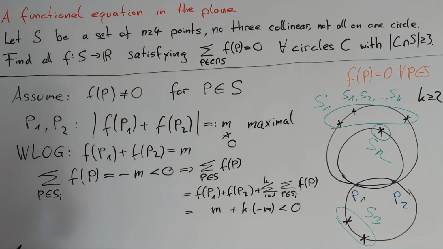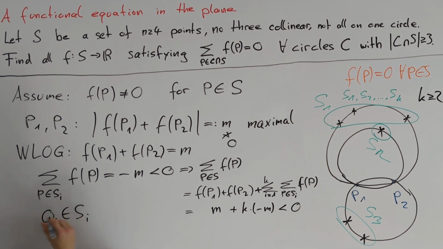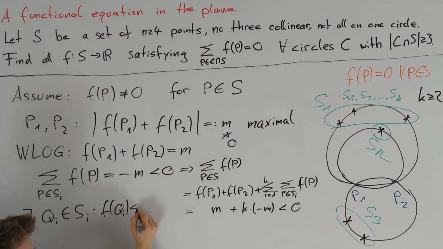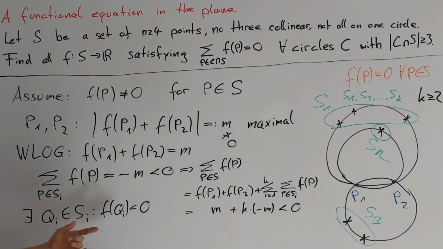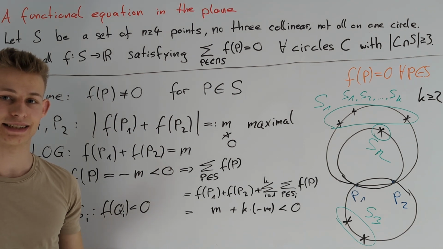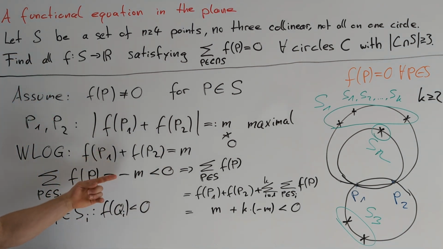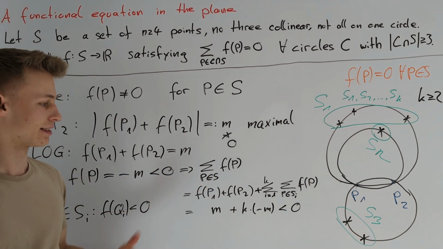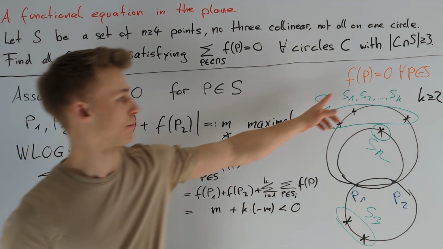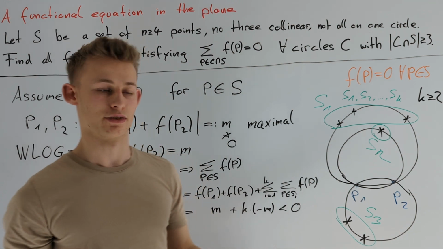To find such 2 points, we remember that the sum of f of p over all points p in the set Si is negative, and therefore we find some qi in Si such that f of qi is less than 0. Because k is greater than or equal to 2, we know that indeed f of q1 plus f of q2 is less than 0, and therefore with the same argument as here, we get that this sum is greater than 0, and this is clearly a contradiction. Therefore f of p equals 0 for all p in S is our only solution, and we are done.